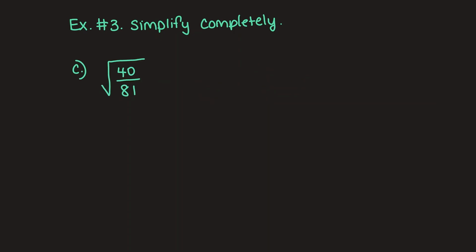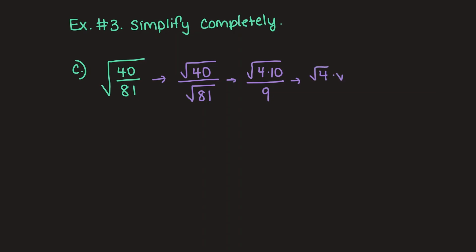And for this example, we can use our quotient rule and write this as square root of 40 over square root of 81. So we can simplify the square root of 40 since 40 has a perfect square factor of 4. So we can rewrite this as the square root of 4 times 10. And then the square root of 81 is 9. So using the product rule, we have square root of 4 times square root of 10. And this simplifies to 2 times square root of 10 over 9.